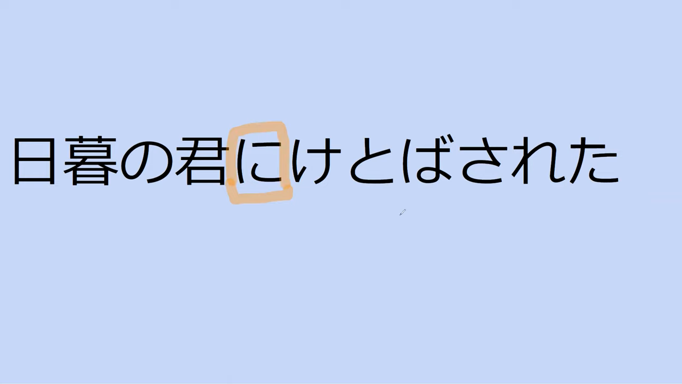Ketobasareta, the causative of ketobasu. Passive. So passive has the re and causative has the se. And we say that ketobasu was the verb to kick. That means to kick. So he was kicked by the Lord of the evening. Yep. Nice. Okay, so let's go read our line from the text.